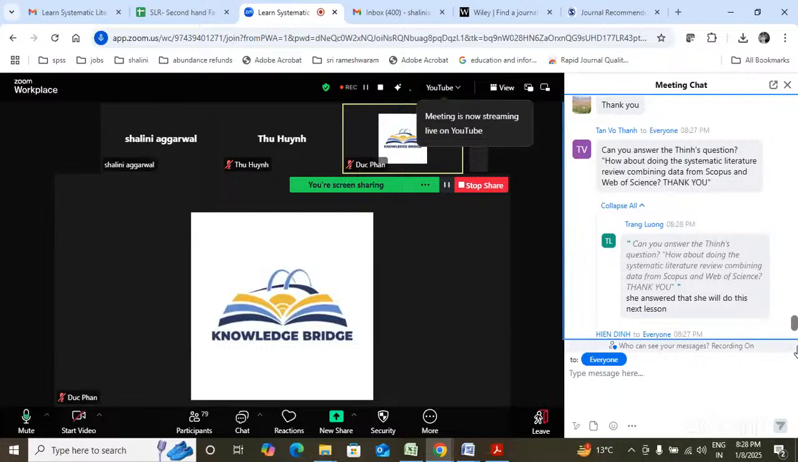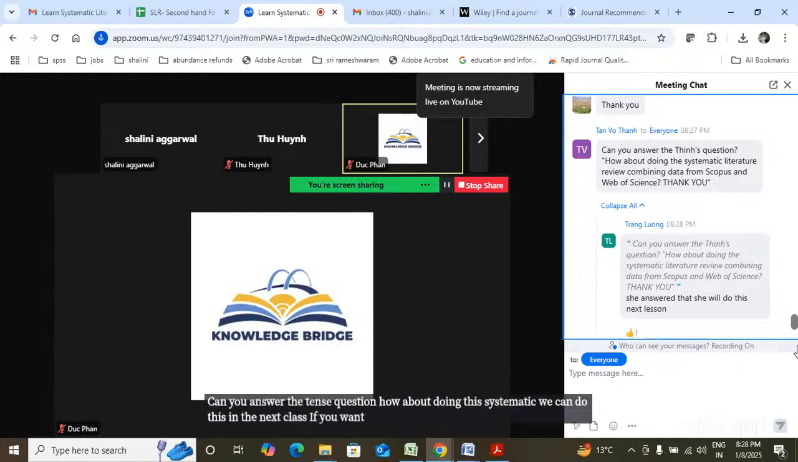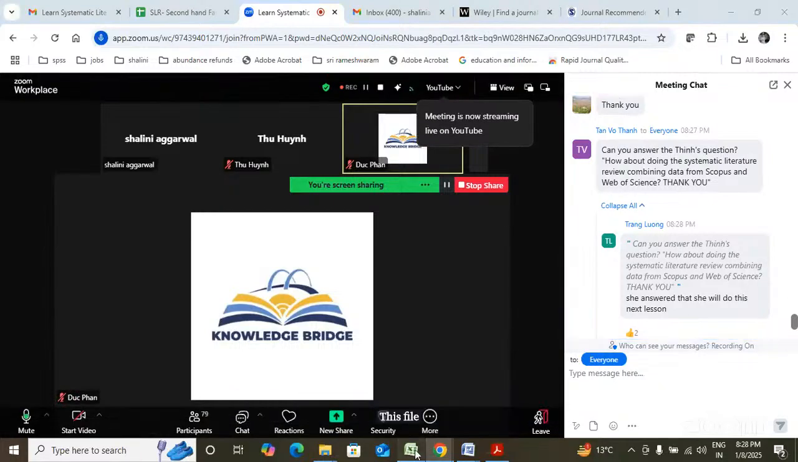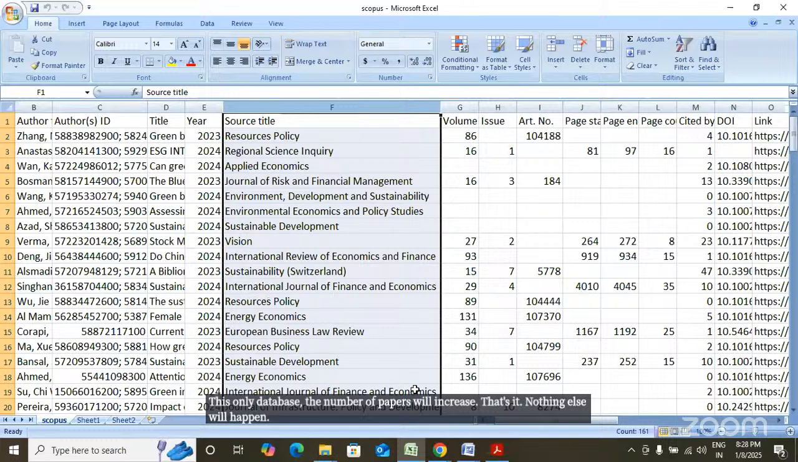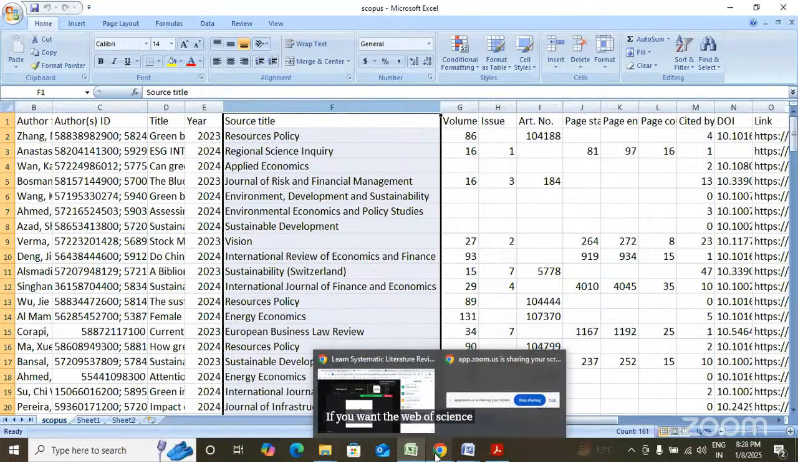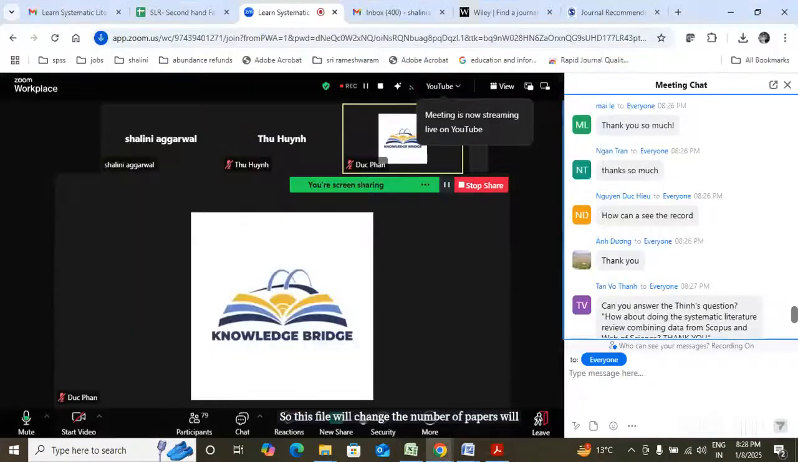Can you answer the question about how to do the systematic review? We can do this in the next class. If you want, I do have access to Web of Science as well. So I'll tell you how to go for the SLR. The only difference is that this file will change. Nothing more will be there. In this database, the number of papers will increase. That's it. If you want the Web of Science and Scopus mix, this file will change and the number of papers will increase. That is all that will happen, nothing else.